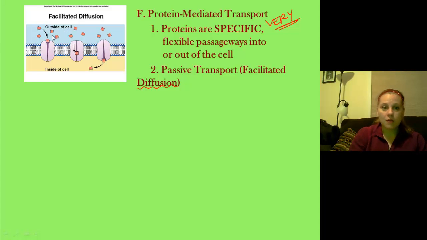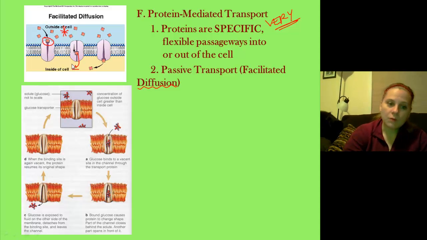So here we have an idea of facilitated diffusion. More molecules outside the cell here. We need to get them in. So, the protein binds on one end to the molecule. There's a shape change that sends that substance into the inside of the cell.